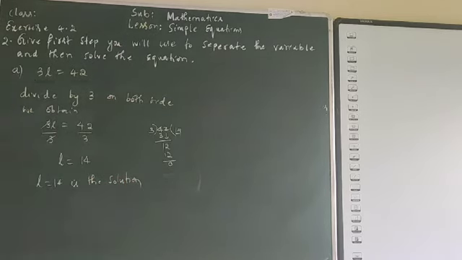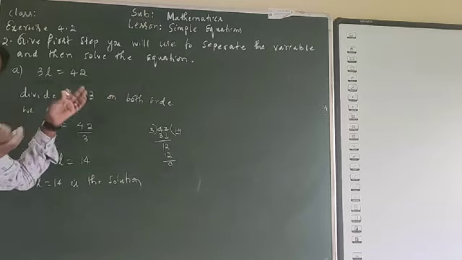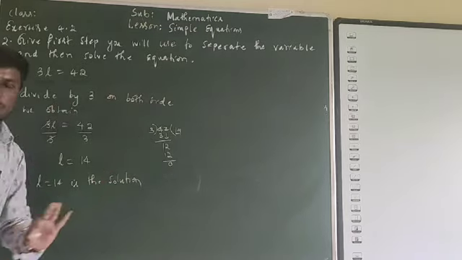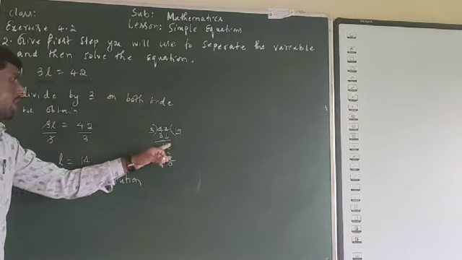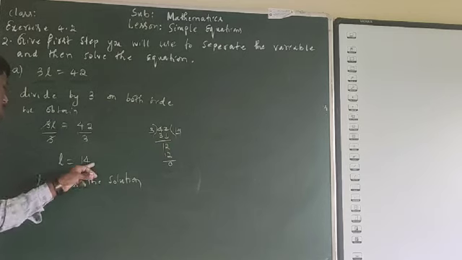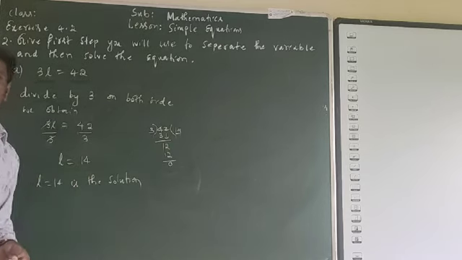Here 3 is multiplied, so in order to remove that, you need to divide by 3. You can't divide only the LHS. You should divide both the LHS and RHS. In the LHS, you can cancel. In the RHS, if you divide, you get 14 as the answer. So L is equal to 14 is the solution.